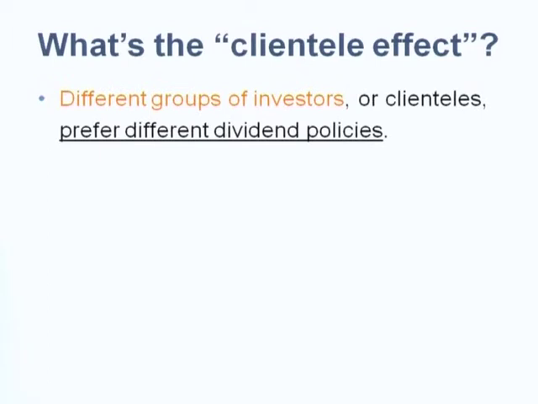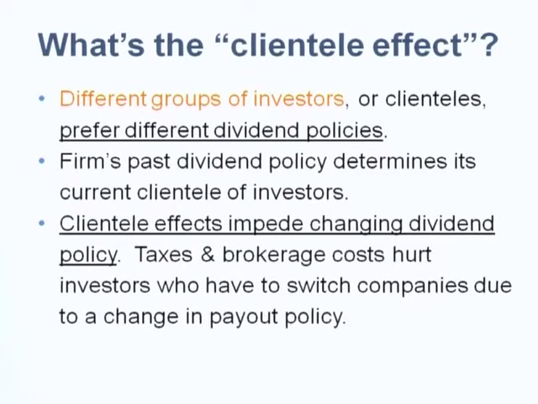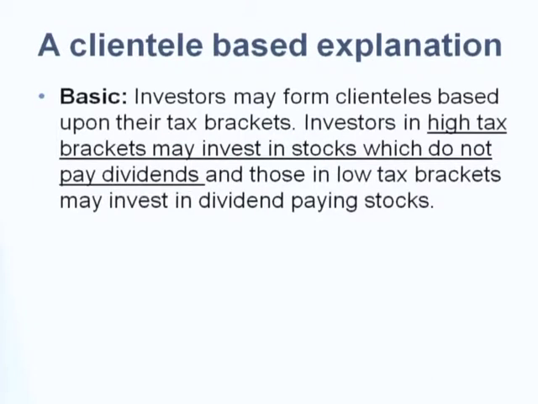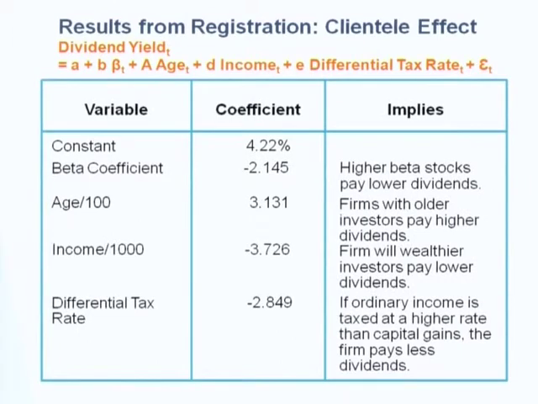Clientele effect: different groups of investors or clients prefer different dividend policies. So clientele effects impact changes in dividend policy. With a high tax bracket, investors may invest in stocks which do not pay dividends, because if they get dividends, they have to pay a higher tax rate once they receive them. And studies show that older investors were more likely to hold high dividend stock, and poorer investors tend to hold high dividend stock. They used 914 samples to run a regression between the dividend variable, which is dividend yield, against independent variables: number one, beta, age, income, tax rate.